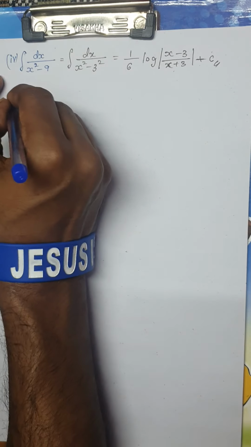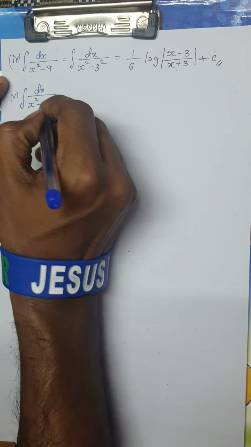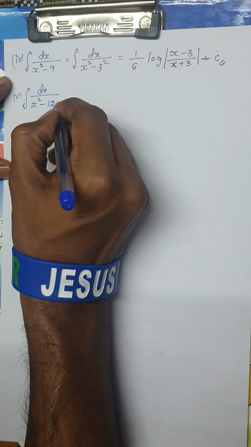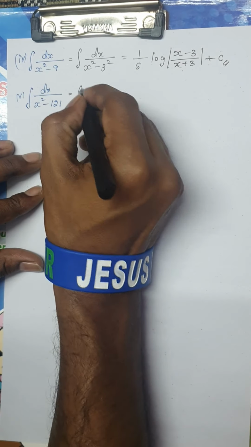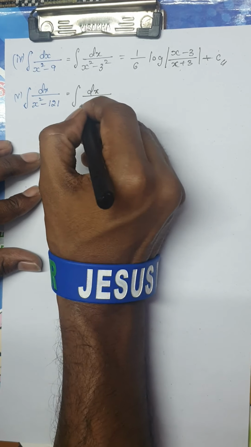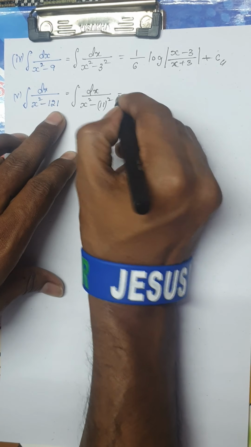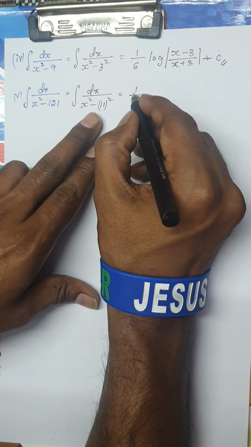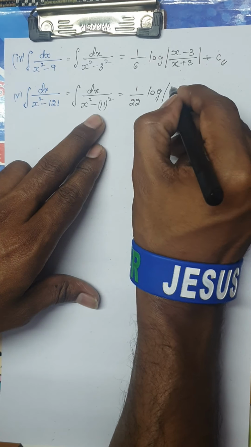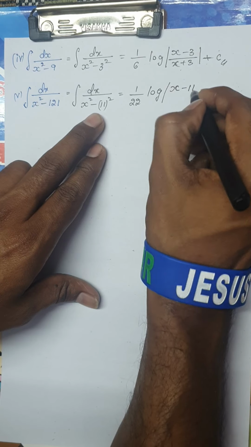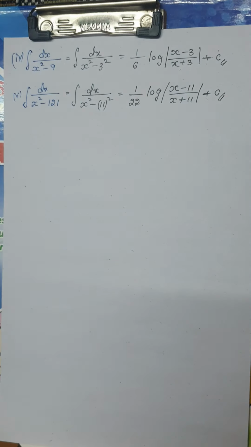Let me try another question. If they say dx divided by x square minus 121, we know 121 is nothing but 11 square. So this can be written as 1 divided by 2 times 11. 2 times 11 is 22, isn't it? So 1 divided by 22 into log of mod x minus 11 divided by x plus 11, plus c, which is the constant of integration.